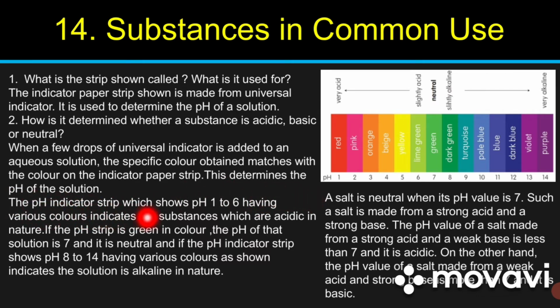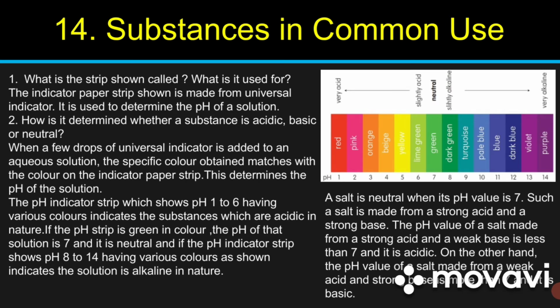The pH indicator strip, which shows pH 1 to 6 having various colors, indicates the substances which are acidic in nature. If the pH strip is green in color, the pH of that solution is 7 and it is neutral. And if the pH indicator strip shows pH 8 to 14 having various colors as shown, it indicates the solution is alkaline in nature.